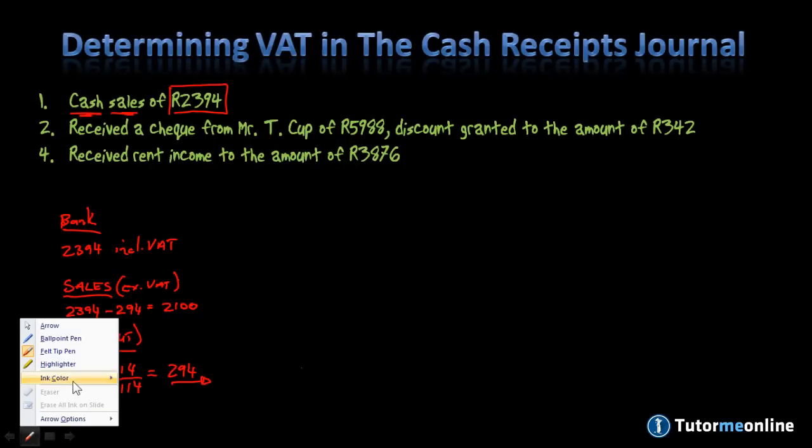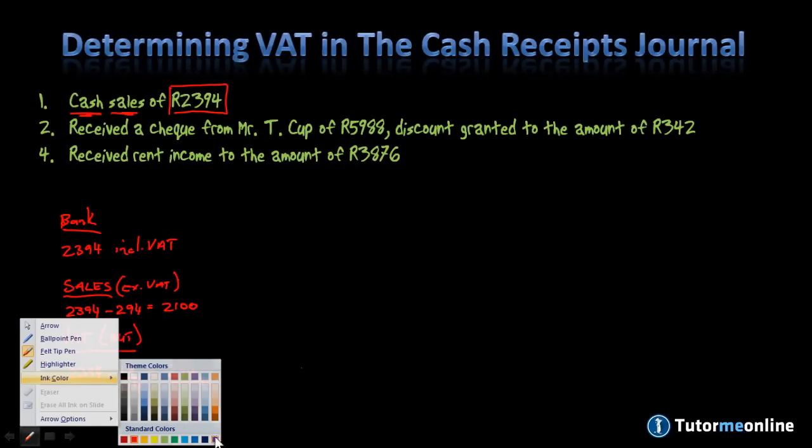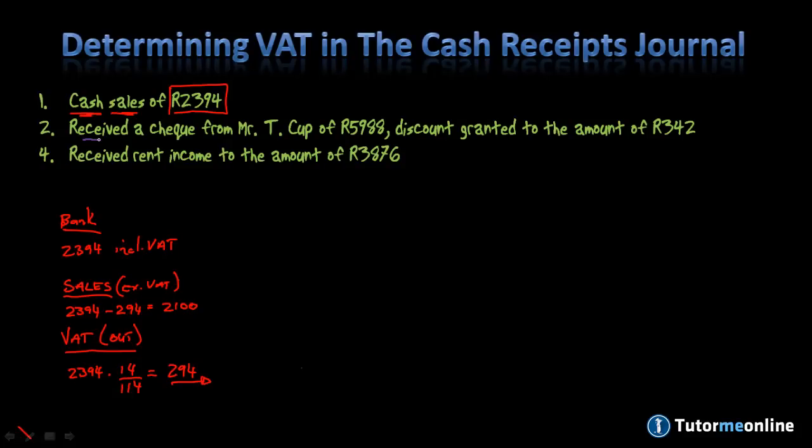Then on the 2nd of the month, we received a check from Mr. Teacup to the value of 5988. Then we granted discount to this client, Mr. Teacup, to the amount of 342 Rand.